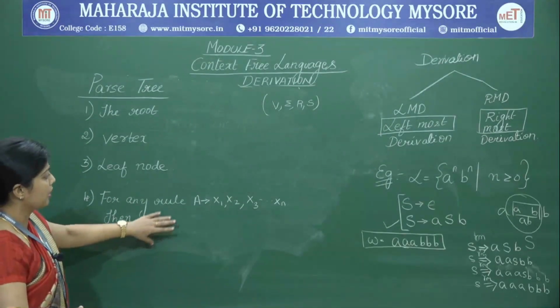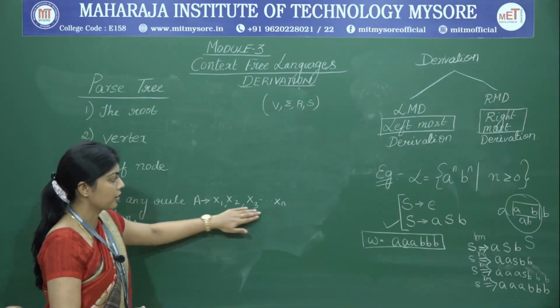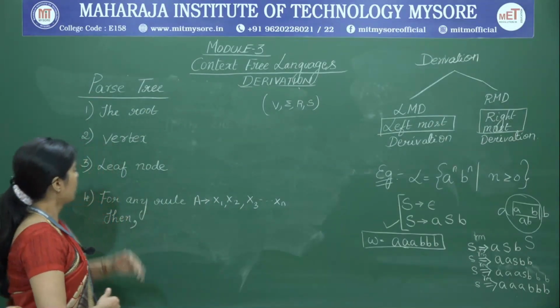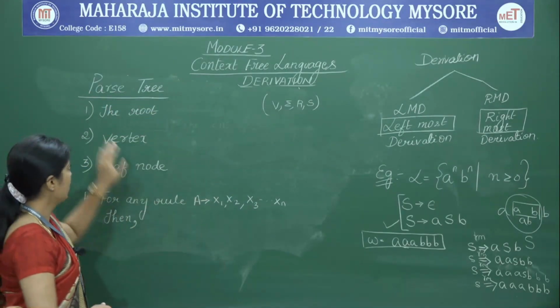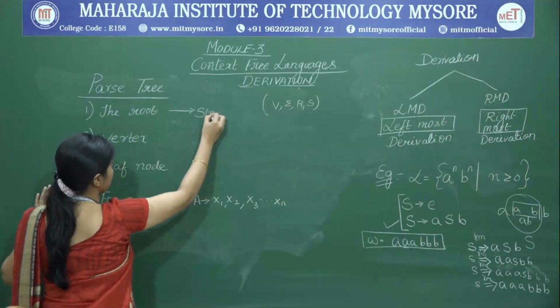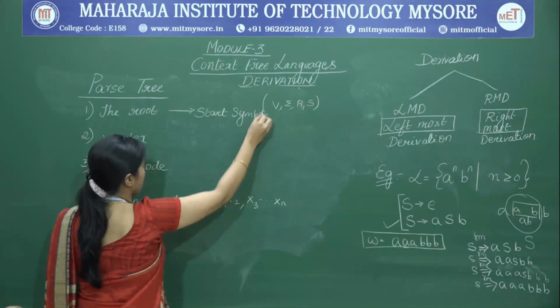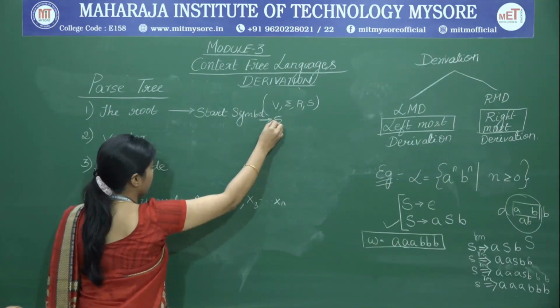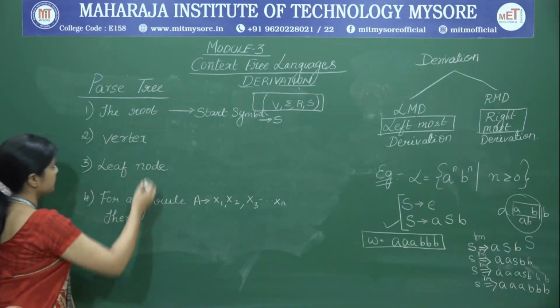And what will happen if you encounter any production rule such as A goes to x1, x2, x3 up to xn? First of all, when we are dealing with the parse tree of a derivation, the root is always going to be the start symbol. And this start symbol in our grammar is represented as S.